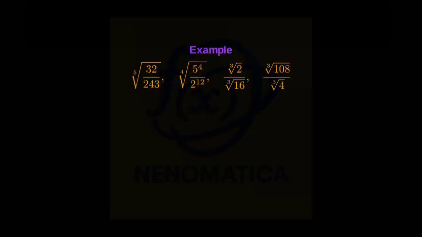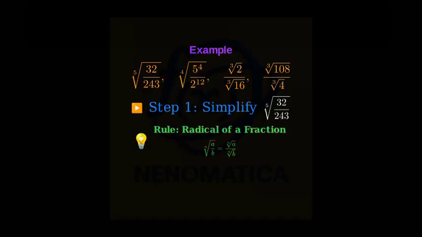With practice, let's take a look at the examples we're going to solve. Let's start with our first example. We need to simplify the fifth root of 32 divided by 243. For this problem, we can use a key property of radicals.